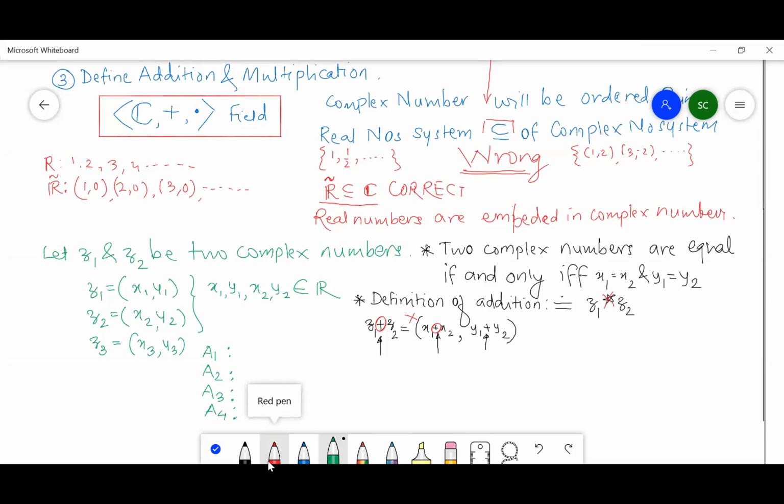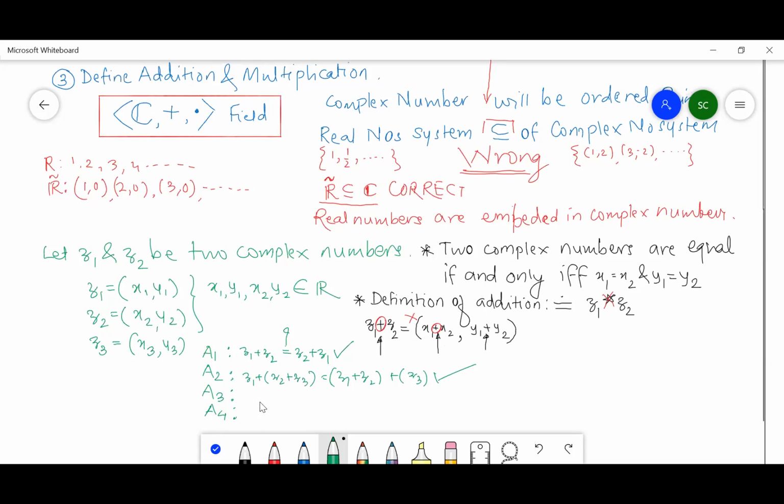Okay, A1 talks about commutative property of two complex numbers. So we have to cross check whether Z1 plus Z2 is equal or not to Z2 plus Z1. And obviously, if we are using the definition of addition just like that of real numbers, then commutative property will be true. Similarly, associative property also will be true: Z2 plus Z3 is equal to Z1 plus Z2 plus Z3. This also will be true.